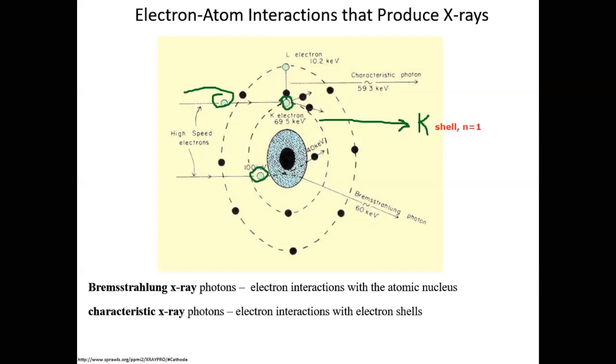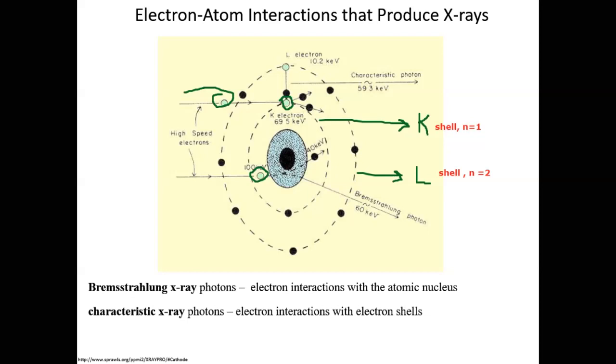And then the second energy level is referred to as L shell. And then after that, it goes with M and so forth. So L shell, n equals 2. And so this K and L shell tells you which shell the electron was ejected out of.